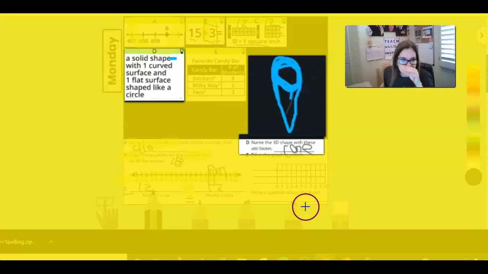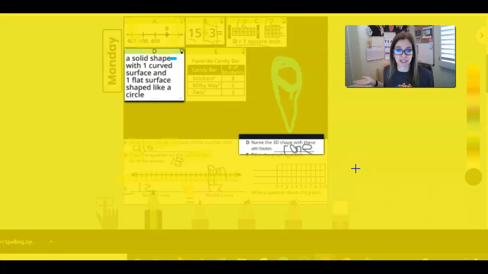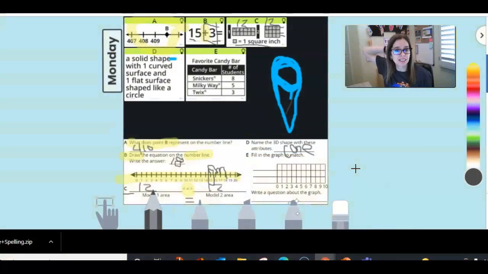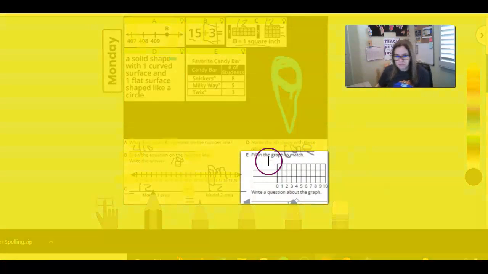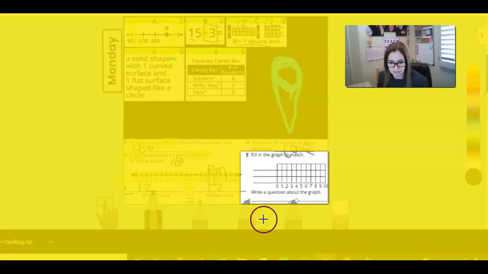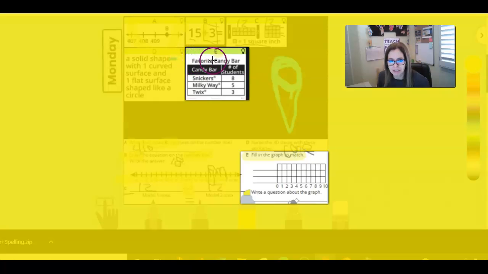All right, and then we have 1 minute left to do the last one. And I'm going to show you, not only are we getting this done quickly, we're doing it right, we're not skipping anything, and we are indeed taking 10 minutes to do it. Fill in the graph to match. I'm on E. Where do I find the graph? Oh, on the E card. So I'm looking at the graph, the favorite candy bar and the number of students. This graph up here is a table, and it just gives information. Down here, we're going to create a graph.